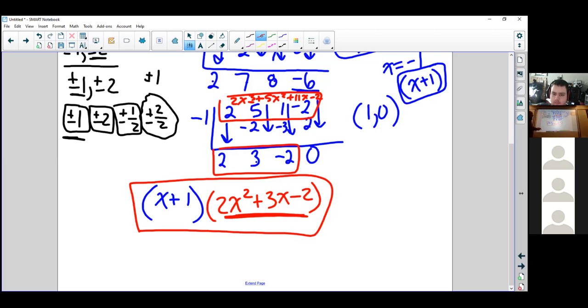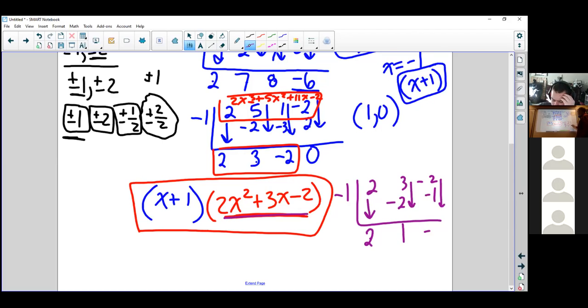Would it factor again? Okay, now we already know +1 doesn't work, but -1 could happen a second time. So I'm going to use synthetic division on this part here. I'm going to divide by 2, 3, and -2, and see if -1 works a second time. So I'm going to bring the 2 straight down. 2 times -1 is -2. That's going to give me 1. 1 times -1 is -1, so that gives me -3. So that means it's not going to work for a factor.